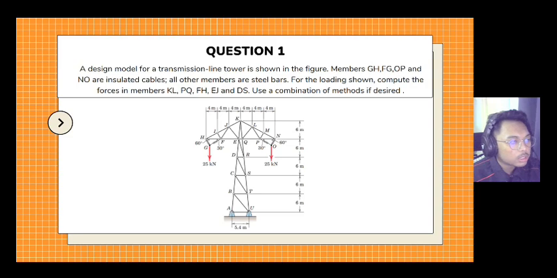This is question number 1. A design model for a transmission line tower is shown in the figure. Members GH, FG, OP, and NO are selected cable. All other members are still bar for the loading shown. Compute the force in members KL, PQ, FH, EJ, and DS. Use a combination of methods if desired. So this question asks us to find 5 members.